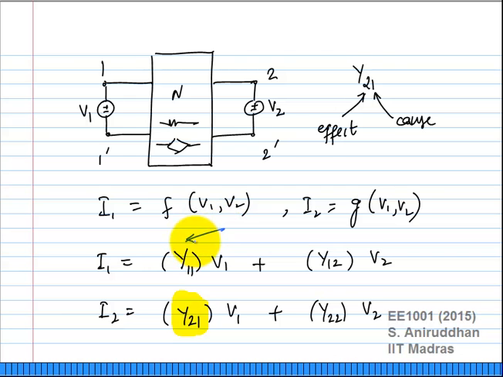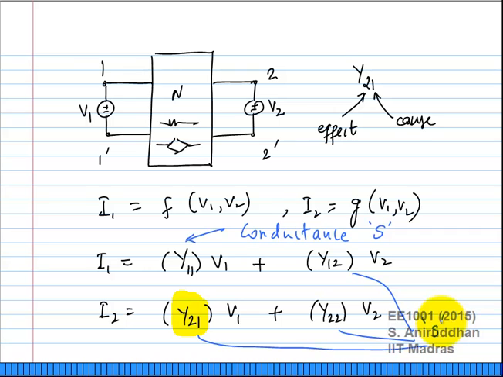What are the dimensions of Y11? Conductance, it has the dimensions of conductance. So in other words, it has units of Siemens. What about Y12? Also the same. So all of these have units of conductance.